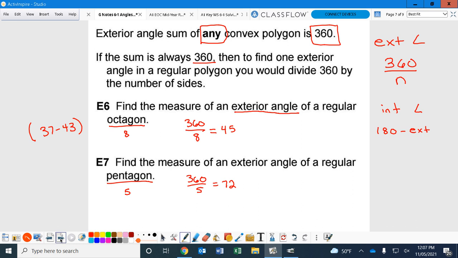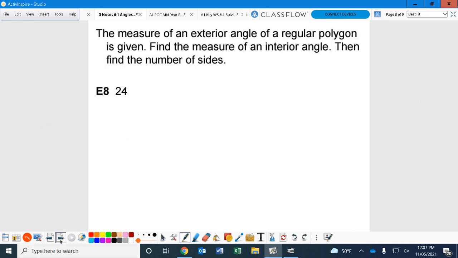Okay, guys. So when you use exterior, you can manipulate with 360 in all different ways. This shows you that you can work it backwards and you still get the same thing. It says the measure of the exterior angle is given. So this is the exterior angle, guys. They want to find the interior angle. I already told you how to find that. If you have the exterior and you want to find the interior, all you do is subtract from what? So 180 minus that 24 is going to give you your interior angle of what? Is it 156? There you go. That's going to give you your interior angle.